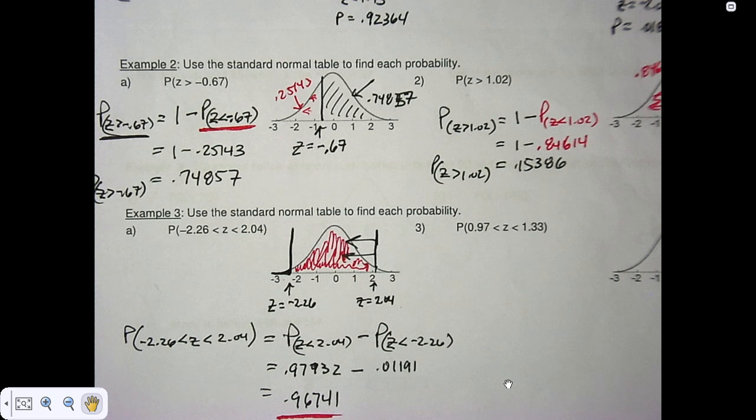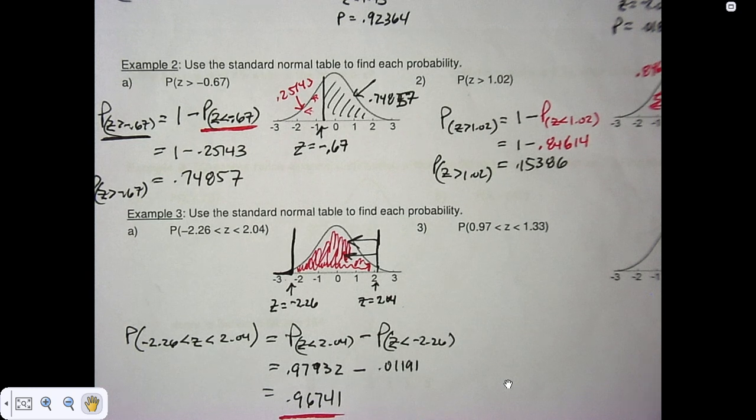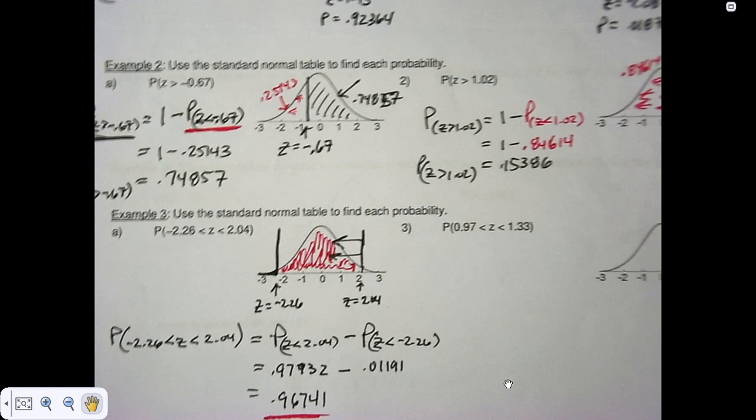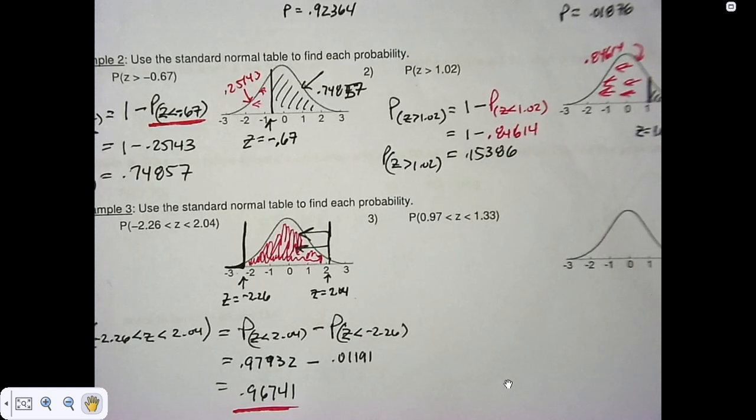Okay, pause the video, try number 3 on your own, please. Of course, go back and watch the example, what I just did. Go through that again if you didn't quite catch it. Try number 3 on your own, please.